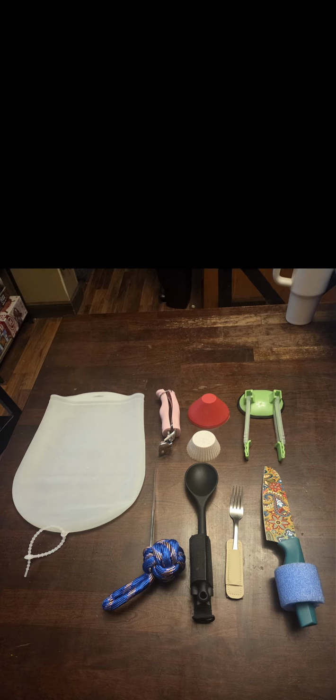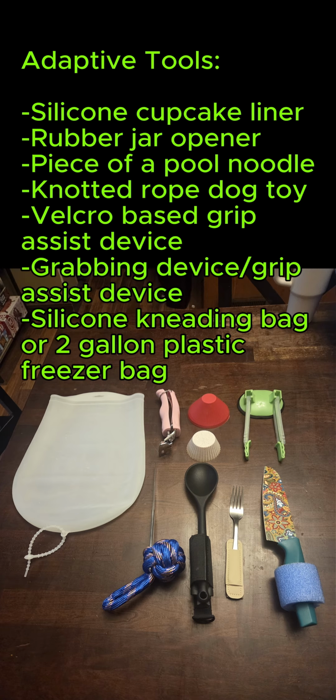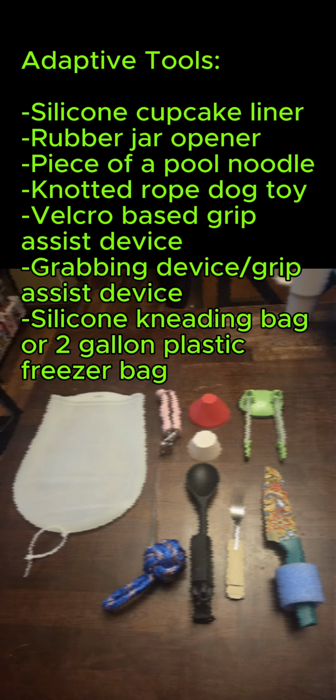Alright, the adaptive tools that we're going to use this time are a silicone cupcake liner. If you don't have that, go ahead and grab your rubber jar opener. We will use a piece of a pool noodle, knotted rope dog toy, these Velcro based grip assist devices. I have a grabbing device, also a grip assist device. And then for kneading the dough, you can either use a silicone kneading bag or a 2-gallon plastic freezer bag.